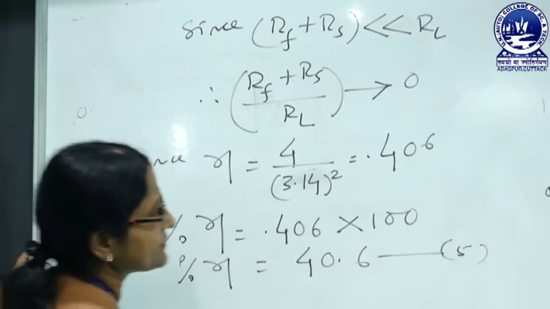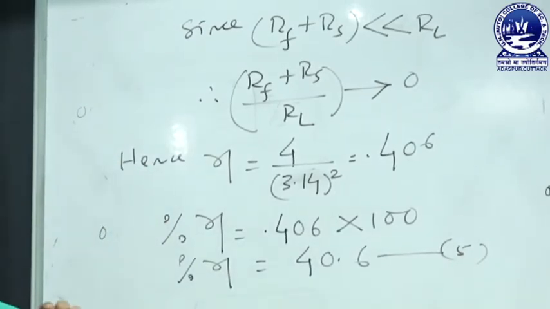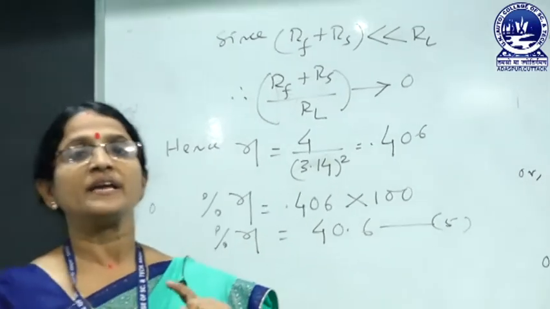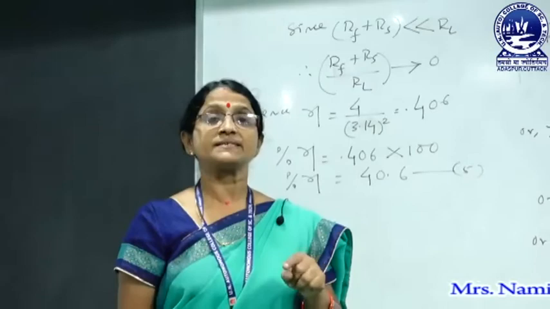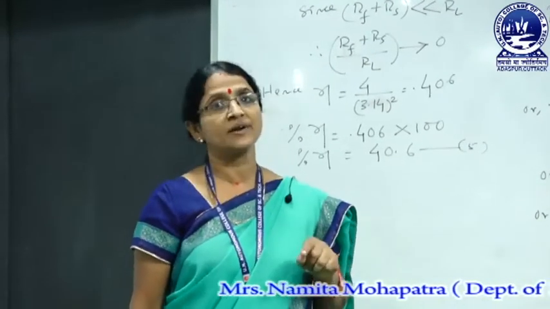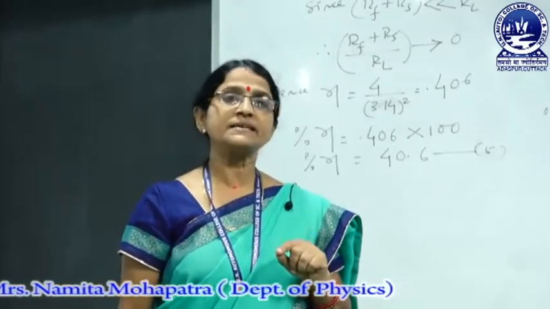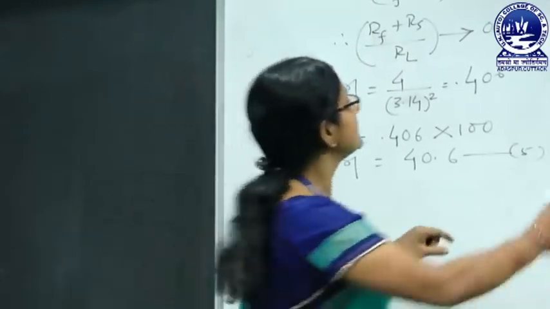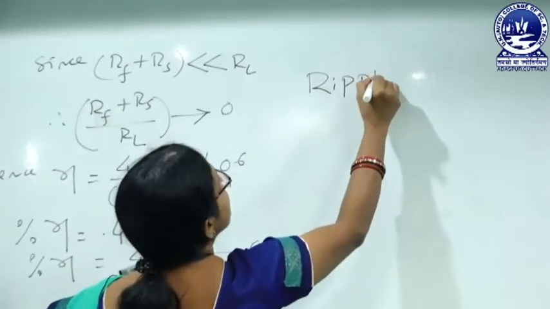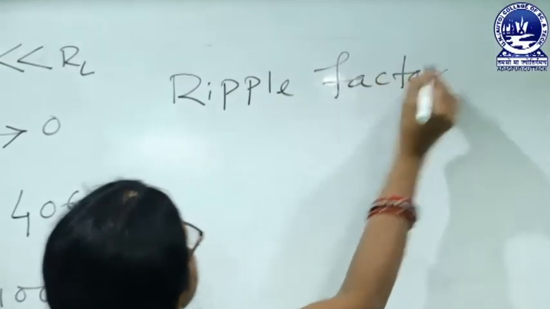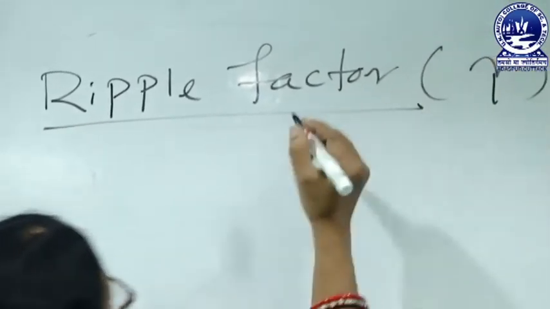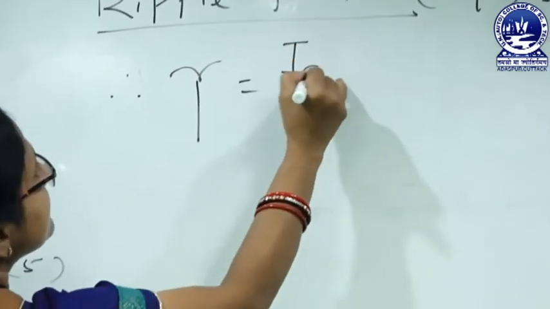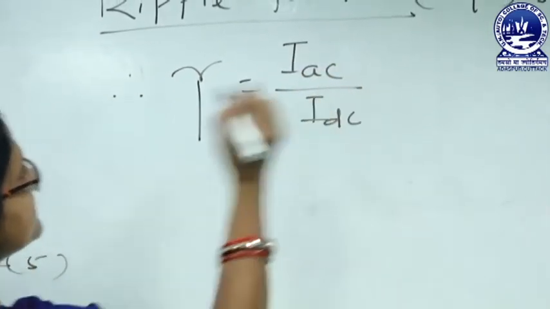This is equation 5. Then another term is the ripple factor, gamma. It is defined as the ratio of the effective value of the AC component of current or voltage to the DC component of current or voltage. That is the ripple factor, gamma. Hence gamma equals I_AC divided by I_DC.